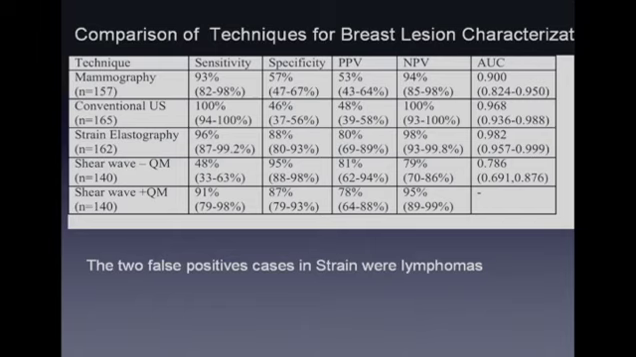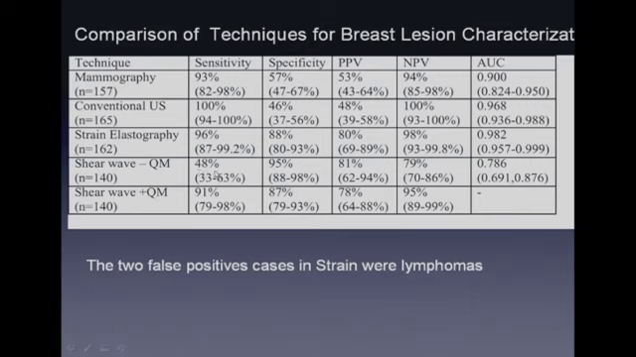This table summarizes the results of the study, again comparing our results with mammography, conventional ultrasound, strain imaging, shear wave imaging without the use of the quality measure, and shear wave imaging with the use of the quality measure. And again, what I'd like you to look at is, if we look at our strain imaging, we had a very high sensitivity and specificity. And again, if we would have eliminated the 2 lymphomas and looked at only primary breast cancers, our sensitivity actually would have been 100%, and our area under the curve would have been 100%.